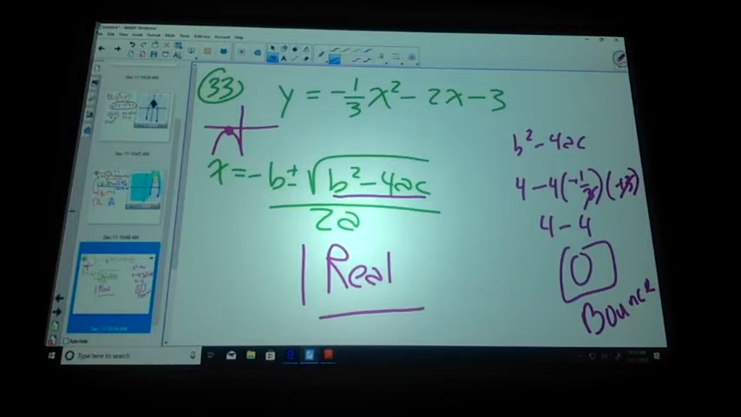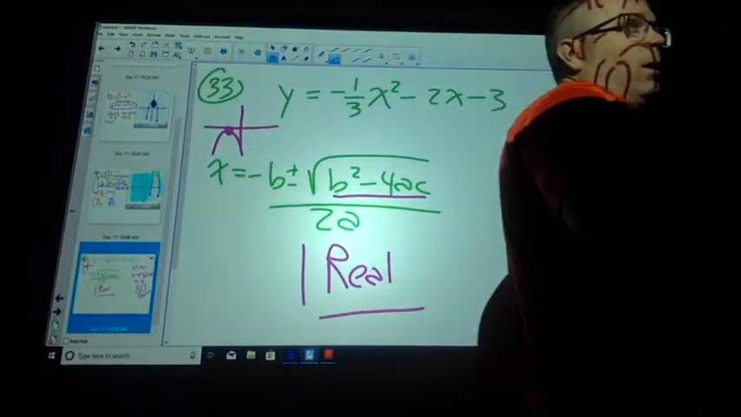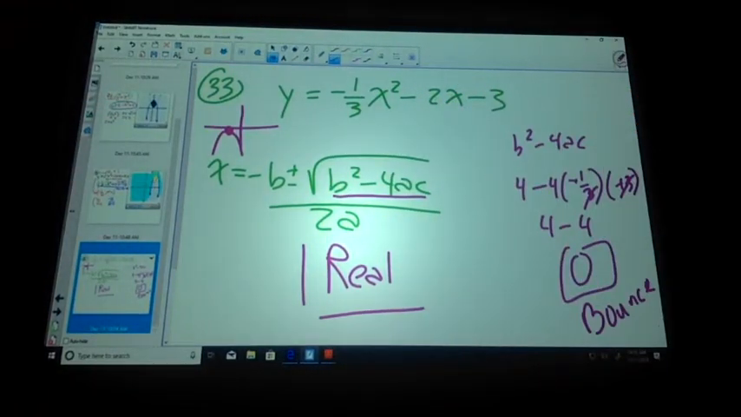Wait, so if the discriminant is positive, it will have 2 real zeros. And of those 2 real zeros, they could be rational or irrational. And then if it's negative, it won't cross the x-axis, so you have 2 complex solutions, which we call imaginary. Okay, sounds good. Cool.